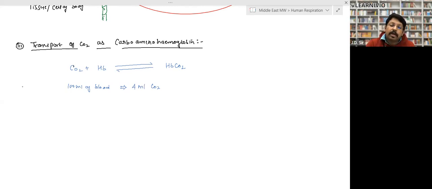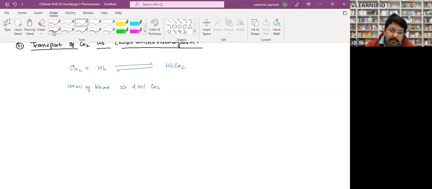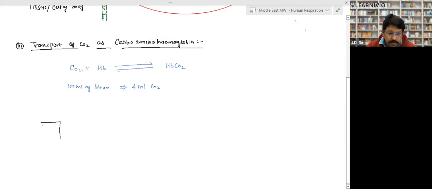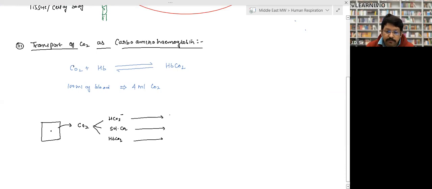Clear? Now let me make it clearer, what exactly we have studied. In the part on transportation of carbon dioxide, this is the tissue, and the respiration process is going on inside. We have studied respiration, glycolysis, and all these things in detail. The carbon dioxide comes out of the tissue and is transported with the help of three modes: bicarbonate ion, HCO3 negative, soluble carbon dioxide in solution, and HbCO2. Carbon dioxide is transported in these three forms: 7%, 70%, and 23%.